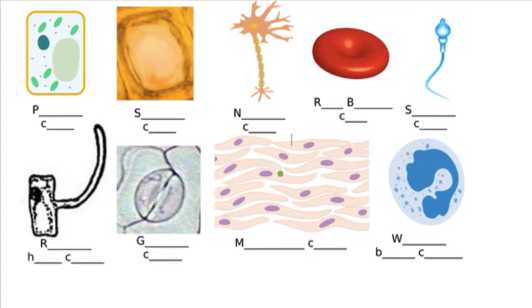Here we've got some long cells. There's 3 different types of this particular one. This is muscle cell. Muscle cells are contractile. That means they can make themselves smaller. And the last one on the page is a white blood cell. These are used to help fight infections in your body or any other living being's body.